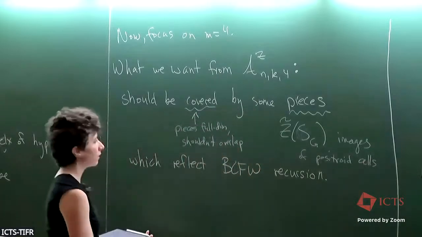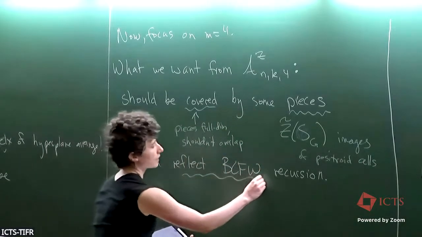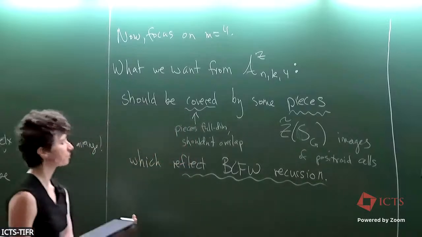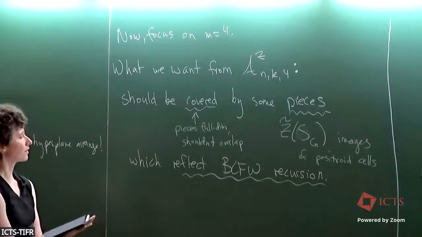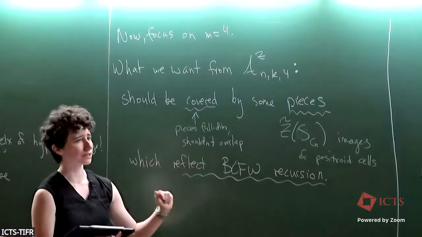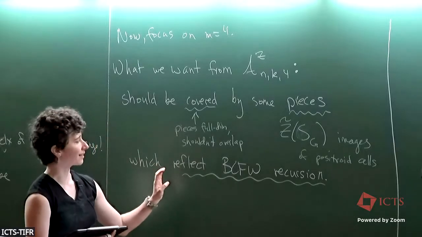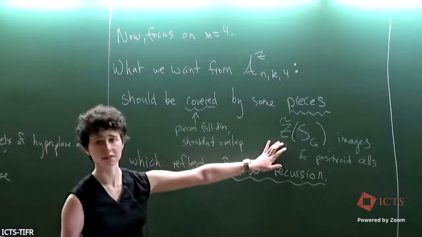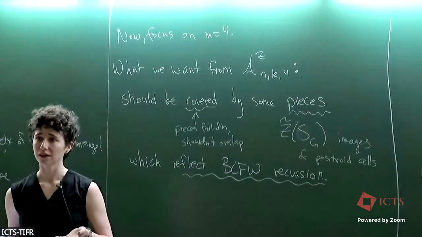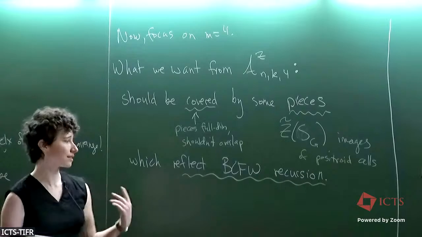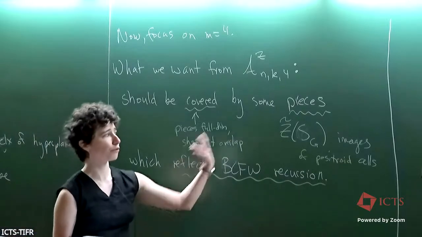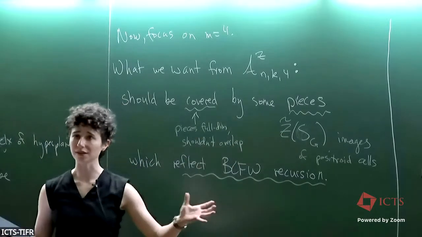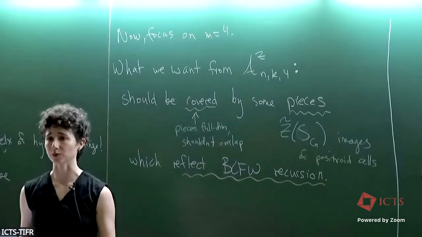Okay, and then this reflects the BCFW recursion part. I guess there's a few different ways to interpret this. The most basic one is, if I give you a BCFW formula and I look at those pieces, then I should really cover the whole thing. A more refined thing to say is that if I look at the forms associated to all of those pieces, I should be able to recover the actual BCFW formula.